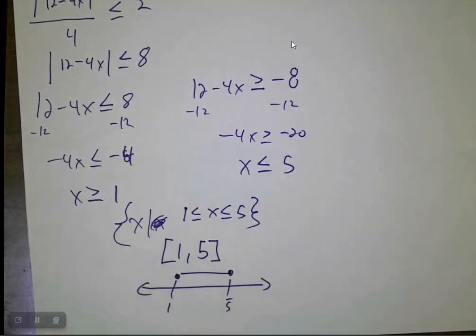So that's how you do those. That's solving absolute value and solving compound inequalities. But just remember, if you multiply or divide by a negative, you got to flip, and then you got to do two scenarios.